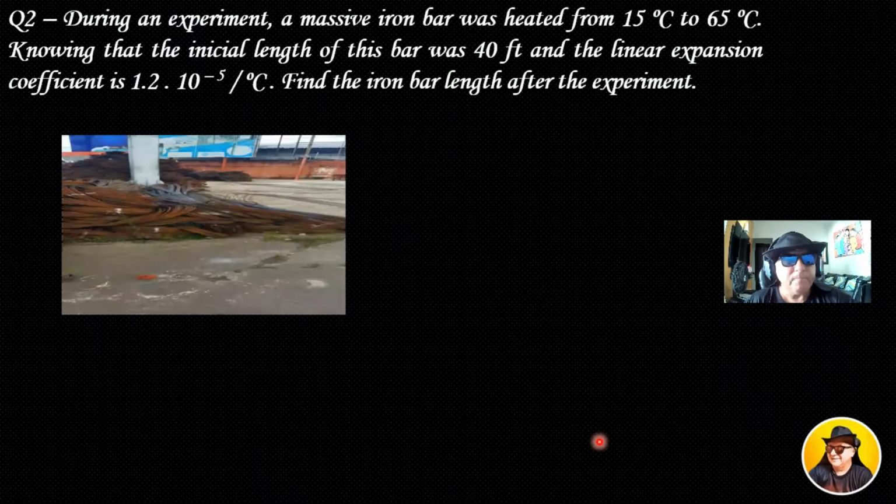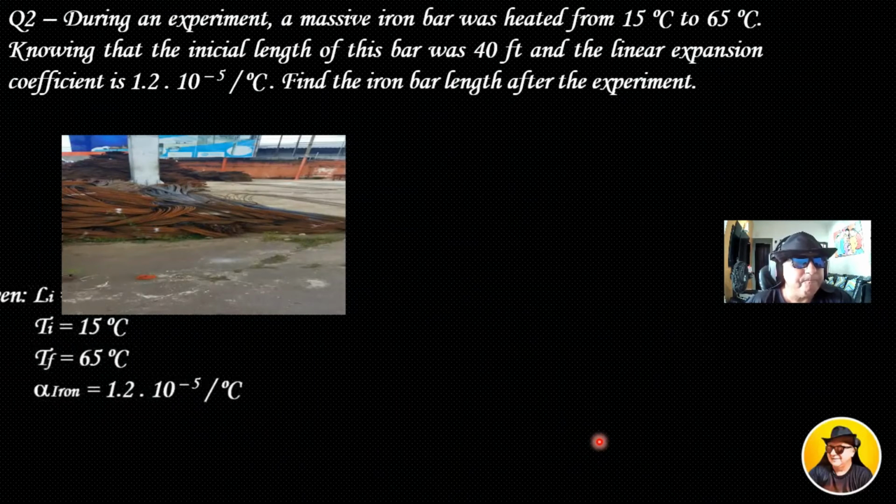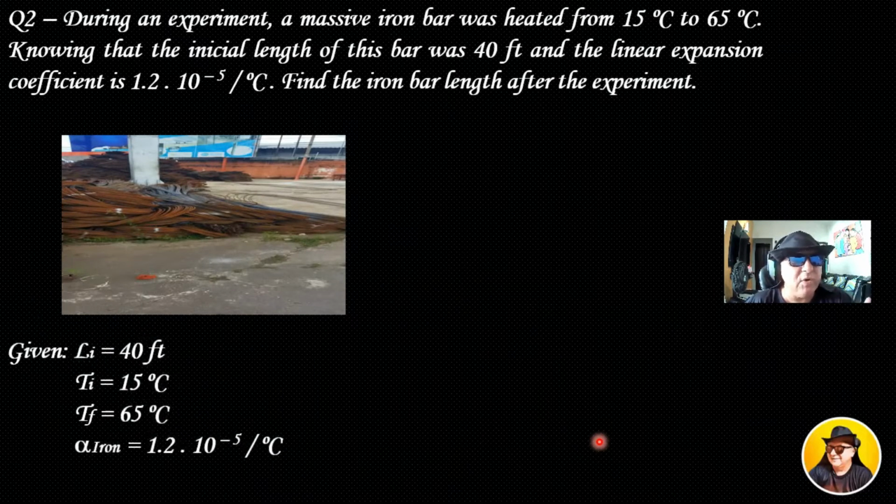Okay, a picture. What was given? Initial length, 40 feet, initial temperature, 15 degrees Celsius, final temperature, 65 degrees Celsius. And the alpha of the iron is 1.2 times 10 to minus 5 over degrees Celsius. Okay? And required is the final length.